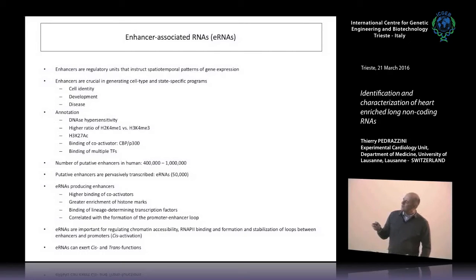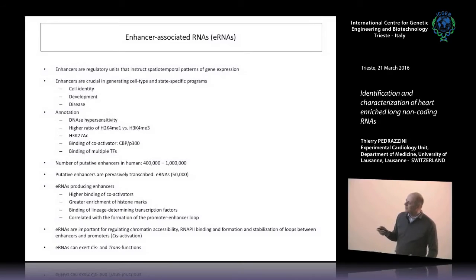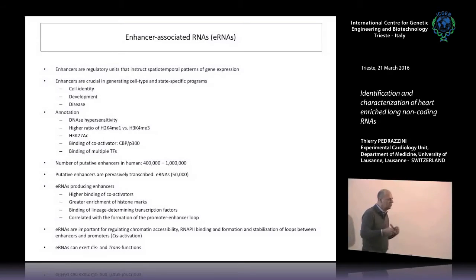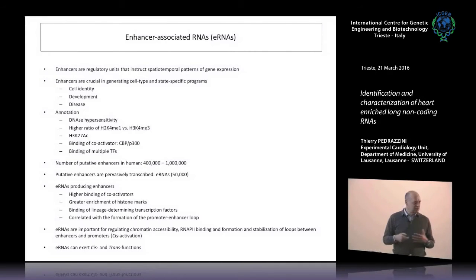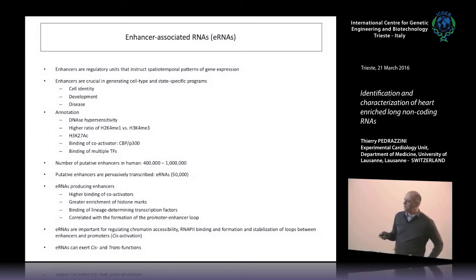Okay? Now, there is a great number of enhancers in the human genome, probably 1 million. So this is tremendously important if you compare to the number of coding genes, for instance, that's around 20,000, right? And so far, we have identified approximately 50,000 of those that are associated to a transcript generated from these particular locations.